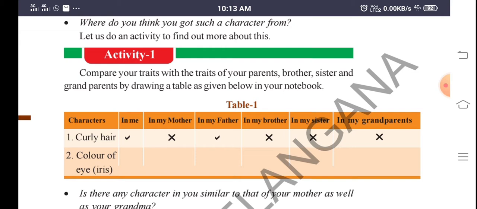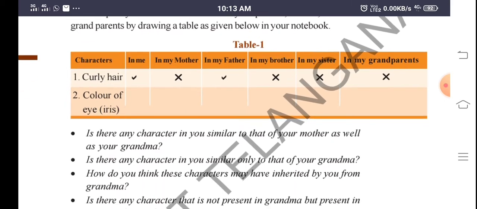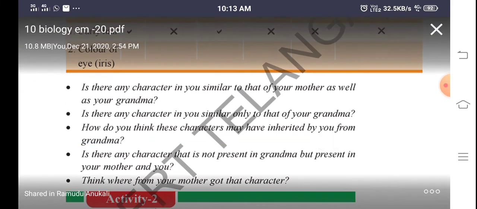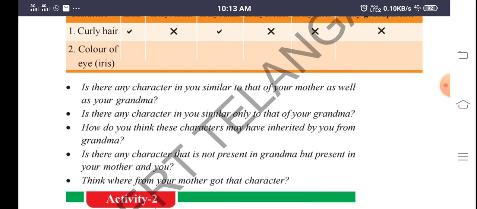You can see a number of variations, and only a few similarities, but more variations. Is there any character in you similar to that of your mother as well as your grandma? After preparing this table, you can compare which characteristics are the same between you and your parents, your brother, your sister, like this.